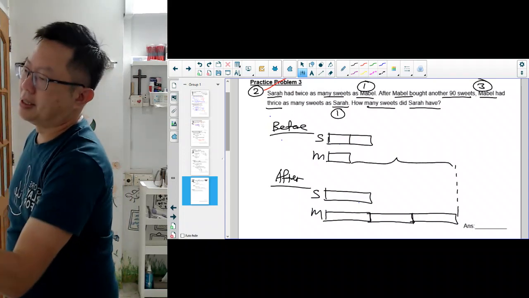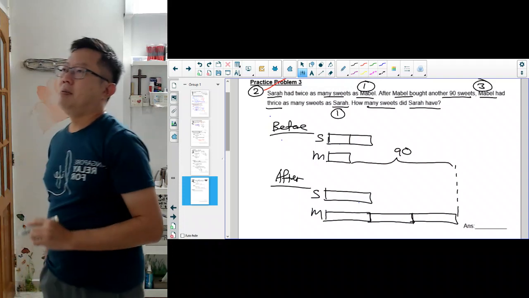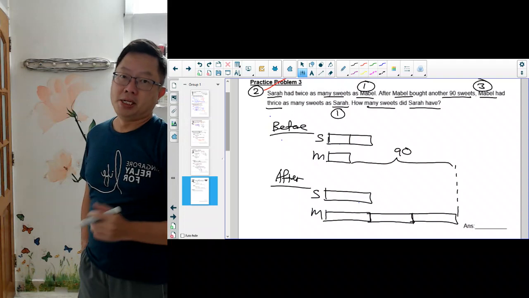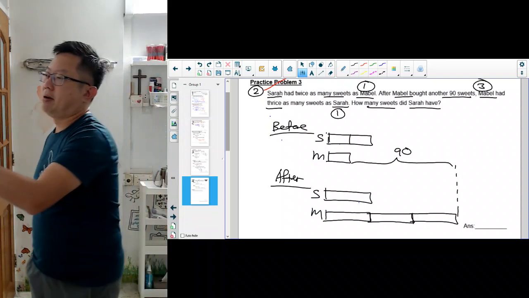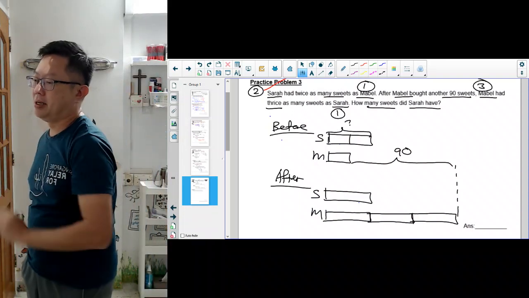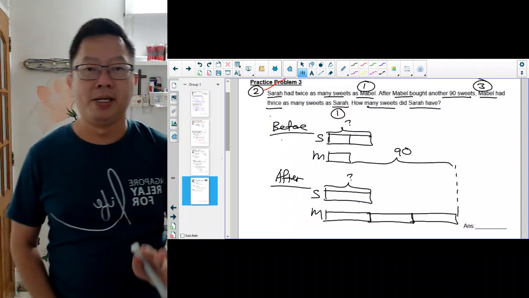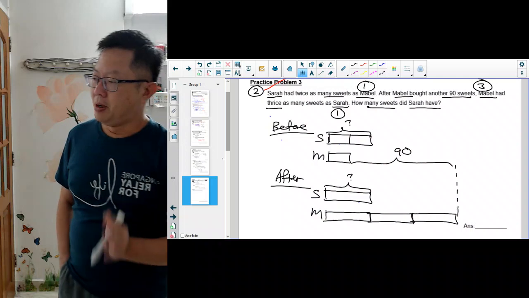Alright, Mabel bought another 90 sweets. And how many sweets did Sarah have? Which is in the end, or which is before and after same, right? Because Sarah is unchanged. So your question mark can be here, or can also be here. So Sarah is unchanged, and your model is done. So after you have done your model, what do you do next?